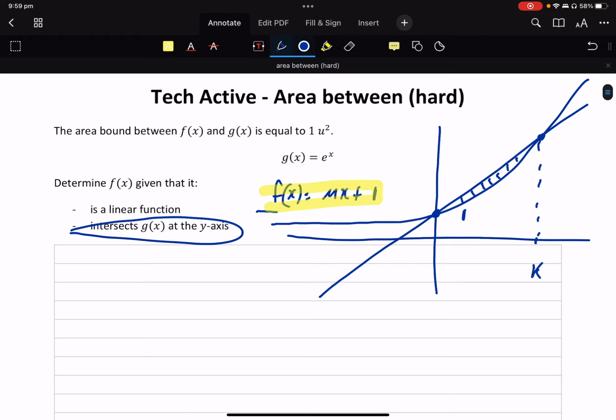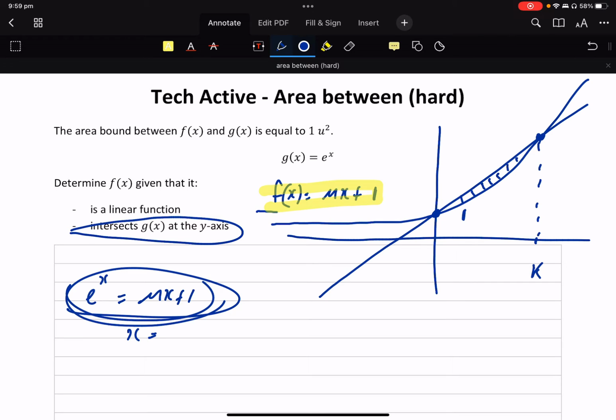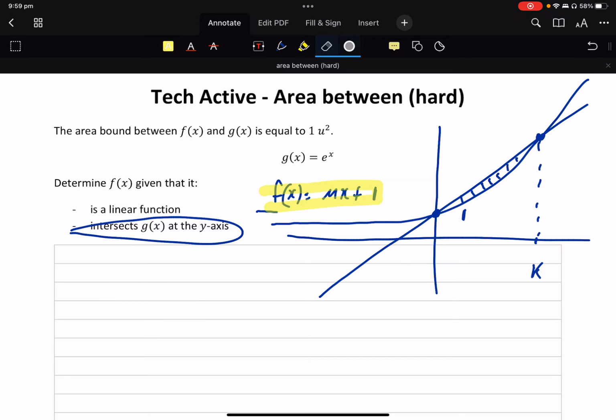Usually we would find this point of intersection by solving simultaneously, and we would get x equals. But you can see that I can't get x equals there. So that's something we haven't had before. Let's think another way around it.